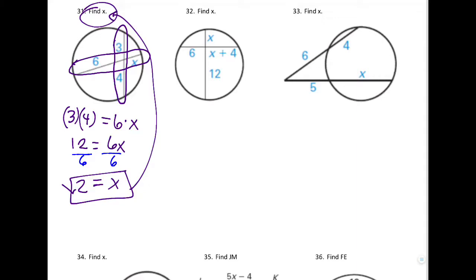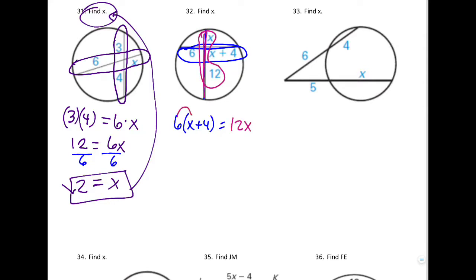This one, no matter what's on the lines, if it's two chords crossing inside of a circle, just like these, you're going to multiply the expressions that are on the same chord. So I'm going to do 6 times the quantity of x plus 4. Make sure you put parentheses if it's more than one term. And then for this chord here, I'm going to do 12 times x, which is just 12x.